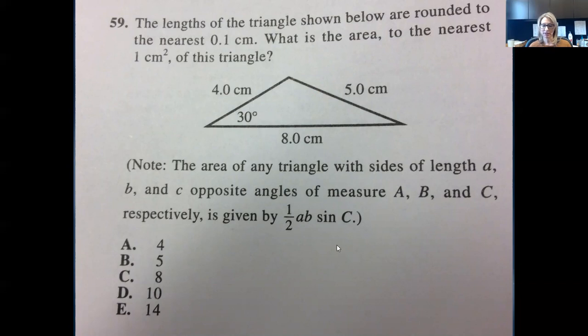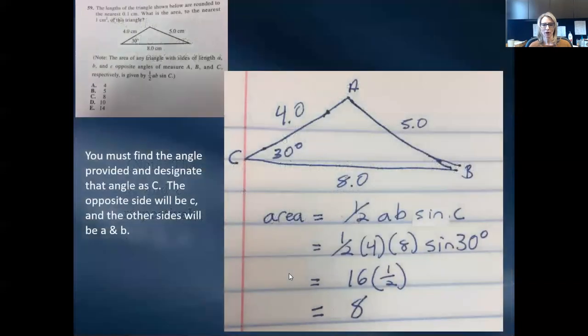So we're going to plug that in there, and then that means this is C, the length of C. So that doesn't go into the formula anywhere, but these other two do. So it's going to be 1/2 of 4 times 8 times the sine of 30. So 1/2 of 4 is 2, and 2 times 8 is 16. And if you'll remember, the sine of 30 degrees is always 1/2.